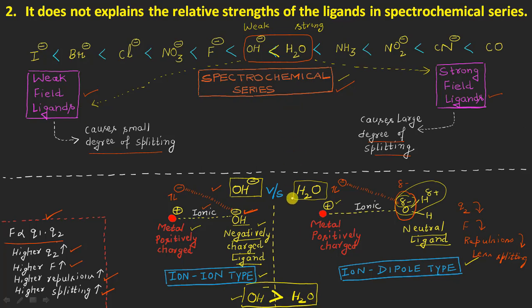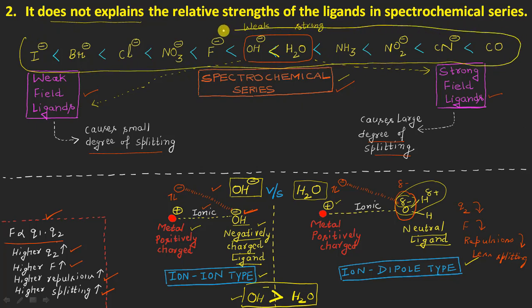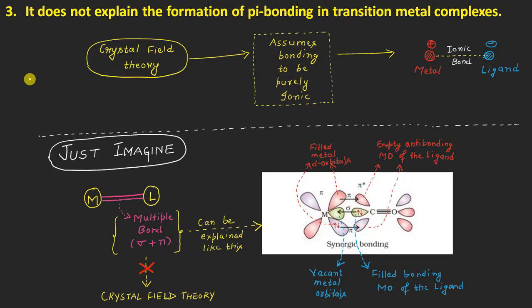So we can say here that the crystal field theory does not explain this relative strength of the ligands in case of the spectrochemical series. Okay, so this is the second important drawback of the crystal field theory, right? And now comes the pi bonding in case of transition metal complexes, and we will see here that the crystal field theory does not explain the formation of pi bonding in case of the transition metal complexes.